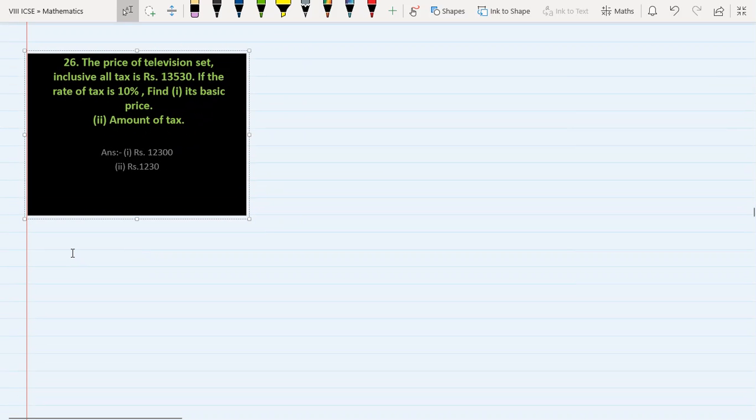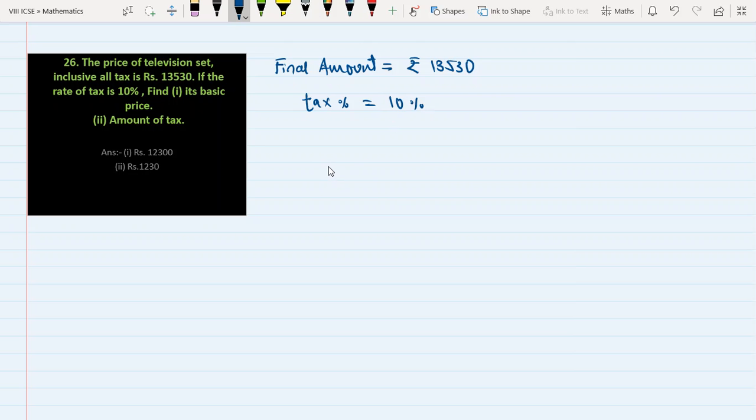The price of a television set inclusive of all tax is rupees 13530. Okay, so this is talking about the final amount. Final amount of the television is equal to rupees 13530. If the rate of tax is 10%, how much tax percent is given? 10%. All right. Find its basic price. What do you mean by basic price? And the amount of tax. Okay, so they mean to say what is the selling price. So they are asking the selling price and tax in rupees.